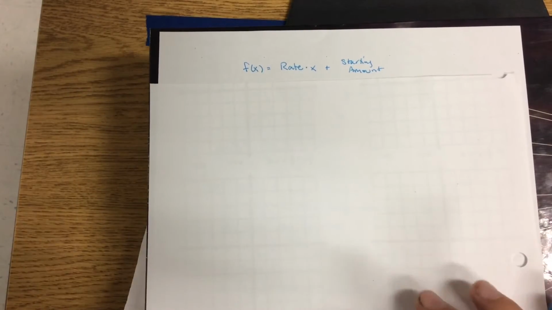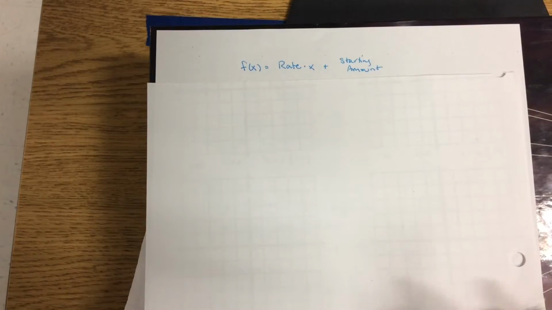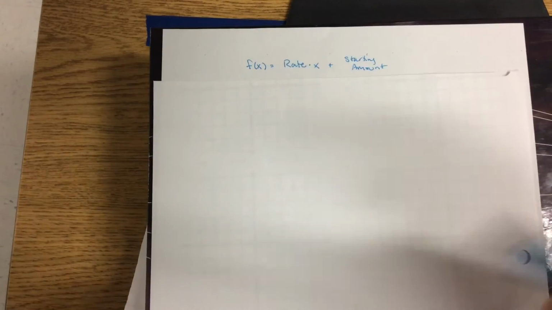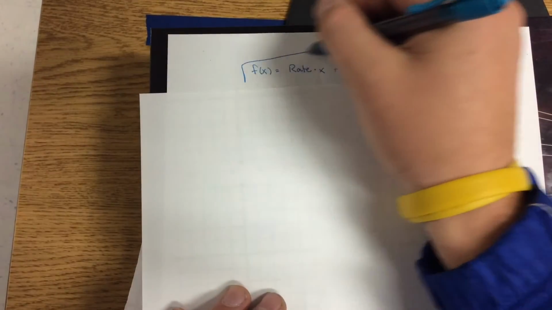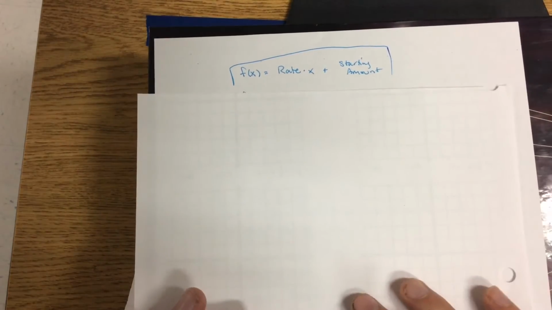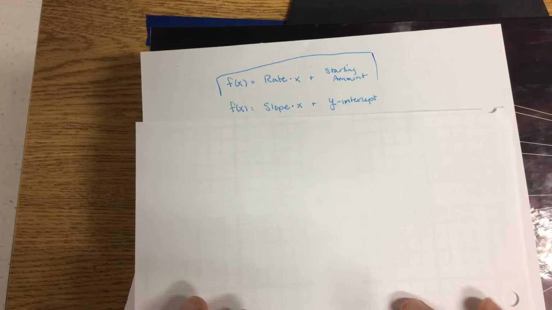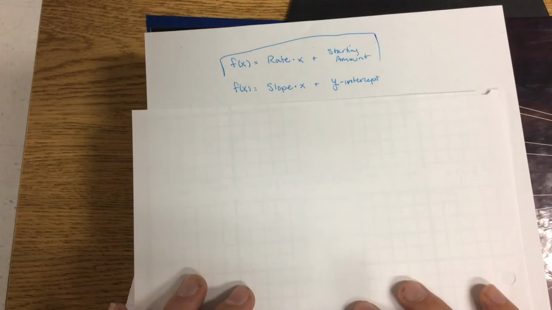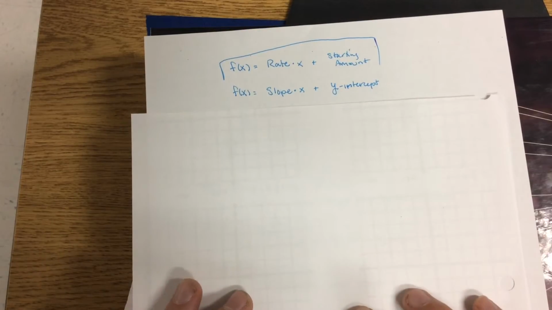So here we go. I just want to remind us, we keep talking about this f of x equals rate times x plus a starting amount. And I cannot reiterate enough times that this is what it's all about, you guys. We've identified this when we're graphing, that it's f of x equals slope times x plus y-intercept.